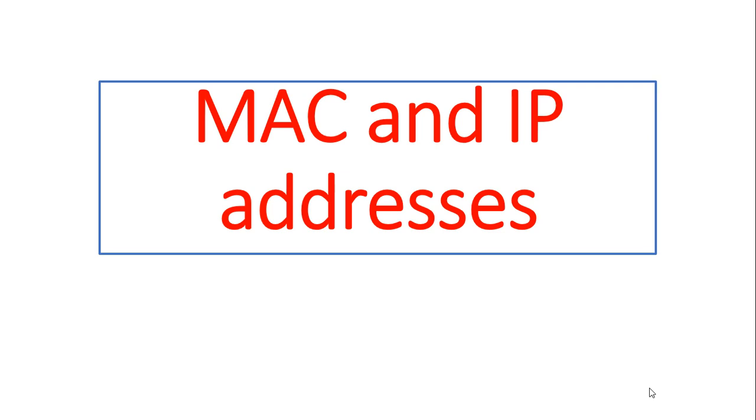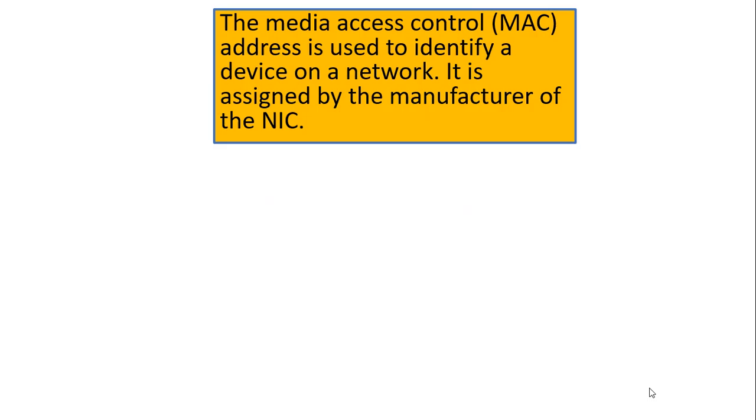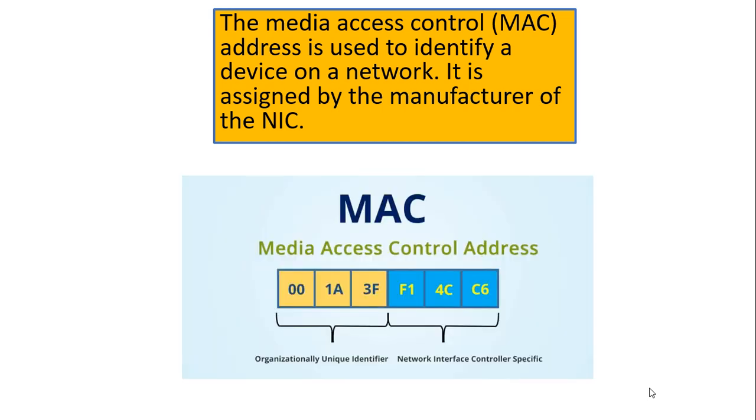MAC and IP addresses. These are two types of addresses which help us to identify devices on a network. There are some differences between these two addresses, so let's have a look. The media access control, or the MAC address, is used to identify a device on the network. It's normally assigned by the manufacturer of the NIC. So let's have a look at what this looks like.